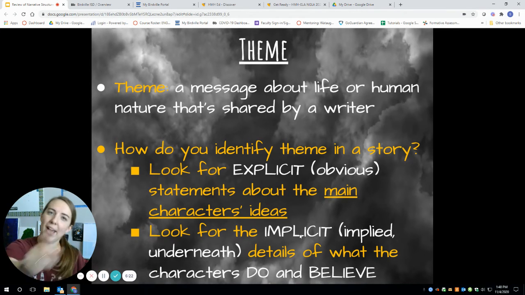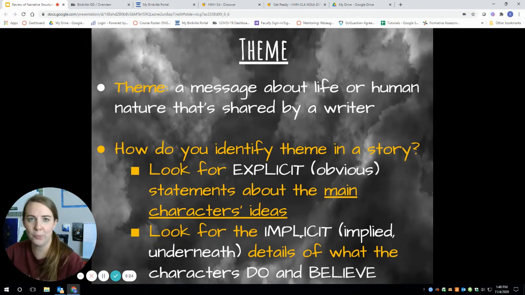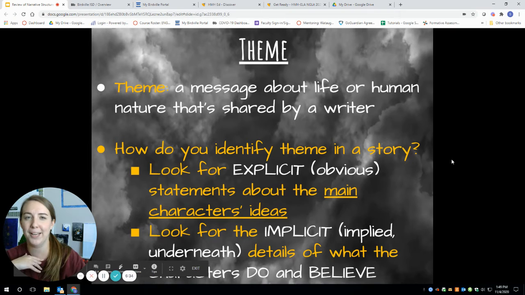So ultimately, how do you identify theme in the story? Look at what the characters say, and look at what some of the characters do. Look at their actions. Look at their thoughts. Those are actually going to reveal the theme. It's pretty cool. You've got to be paying attention.